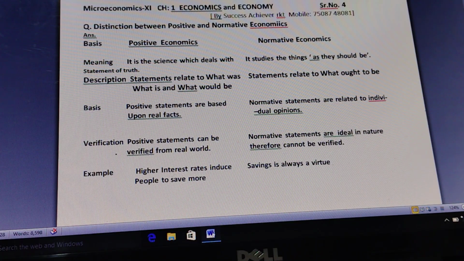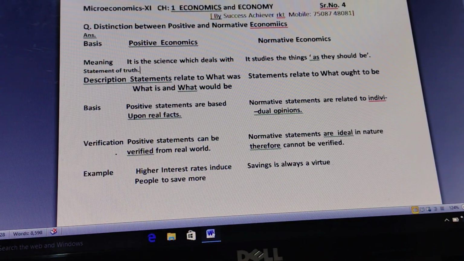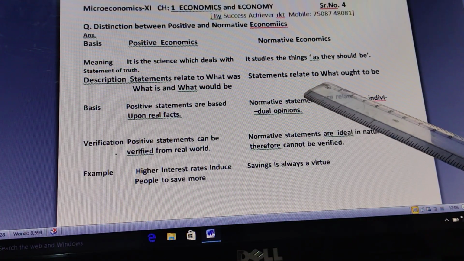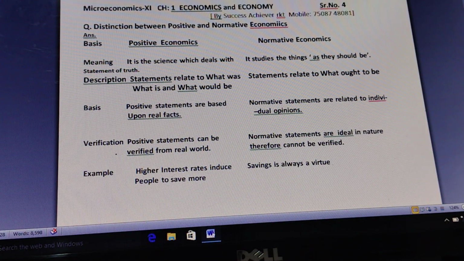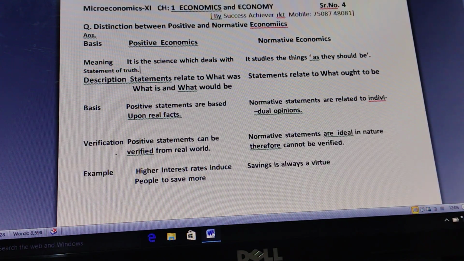Under positive economics, statements relate to what was, what is, and what would be. On the other hand, under normative economics, statements relate to what ought to be. What are the bases? Positive statements are based upon real facts, truth. On the other hand, normative statements are related to individual opinions.